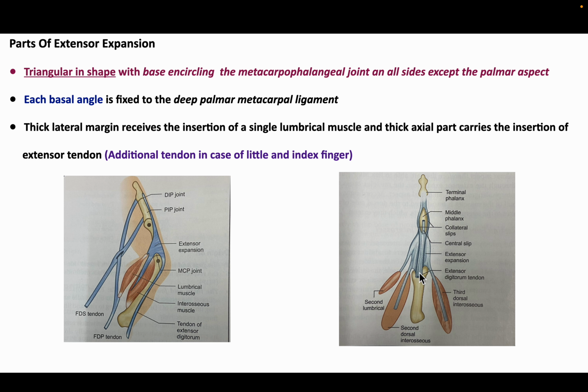Now naturally the base, if there is one, then it has basal angles. Those basal angles are fixed to the deep palmar metacarpal ligaments. Now it has thick lateral margins which receive the insertion of single lumbrical muscles. You can see here, the thick margin is receiving the single lumbrical muscle, and the thick axial part carries the insertion of extensor tendon. So this triangular area has thick lateral margin and an axial part which carries the insertion of extensor tendon.